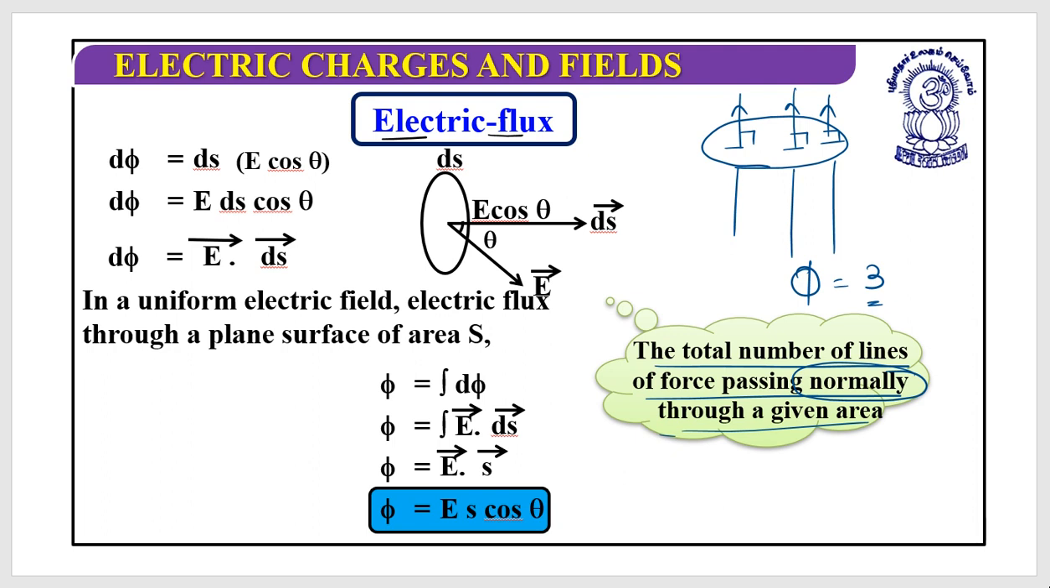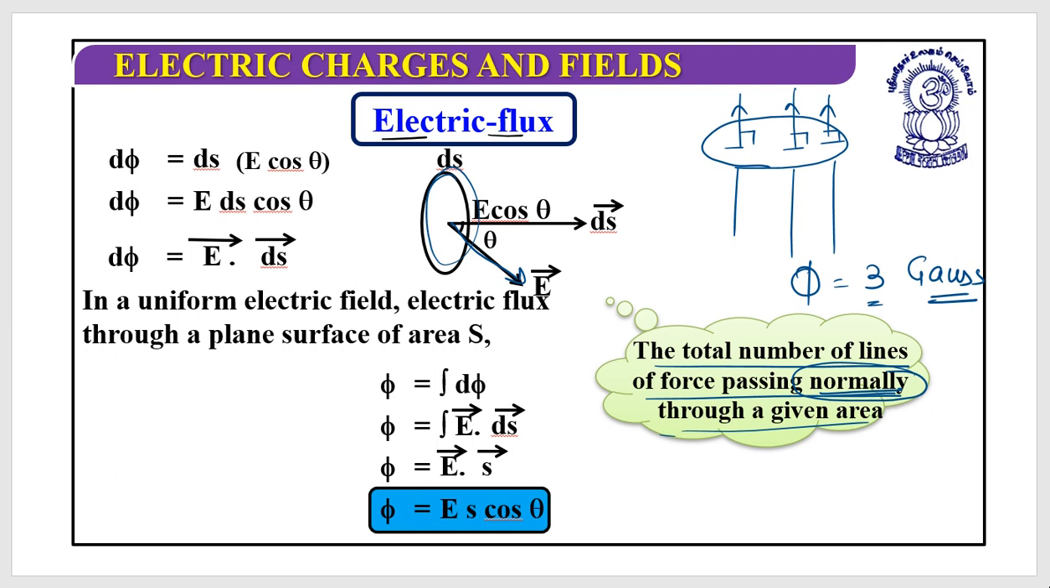Its unit of electric flux would be Gauss. So we can say it is the total number of lines of force, or rather the total number of electric field lines passing normally through a given area, that we call electric flux. Now let's say this is the surface and the electric field is in this direction, but what I want is the electric field should pass normally, perpendicularly.